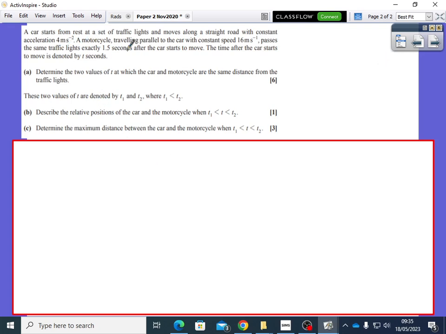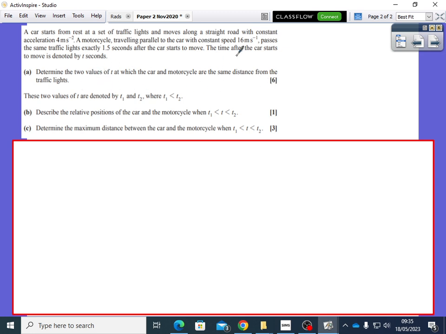So, a car starts from rest at traffic lights and moves along a straight road with constant acceleration. A motorcycle traveling parallel to the car with constant speed 16 passes through the same traffic light exactly 1.6 seconds after the car starts to move. The time the car starts to move is denoted by t seconds. Determine the values of t at which the car and the motorcycle have the same distance from the traffic lights.